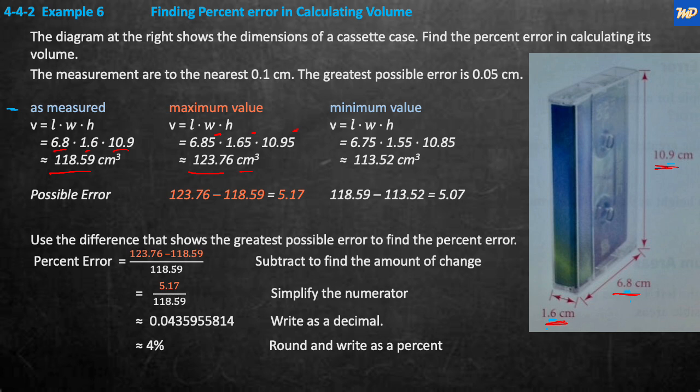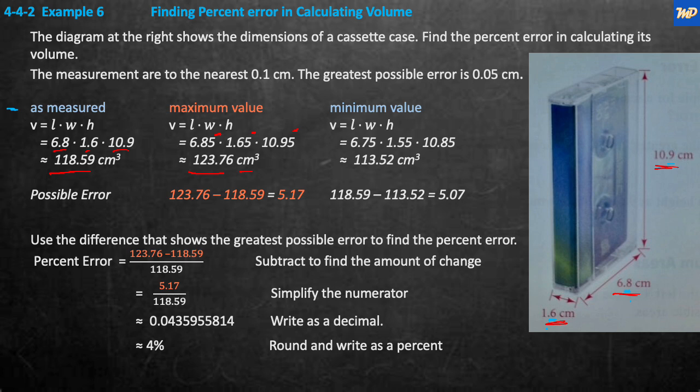So 123.76 centimeters cubed. And now for the minimum value, you're going to subtract that half of a tenth centimeter from each number. So instead of it being 6.8, it's going to be 6.75. You subtracted 0.05. And it's going to be 1.55 instead of 1.6 because you subtracted 0.05.